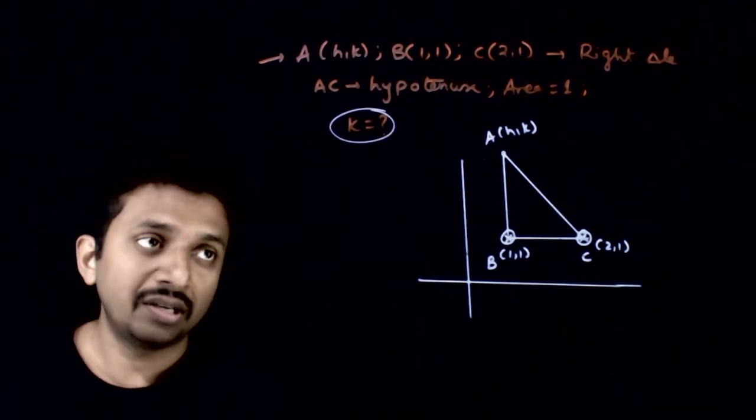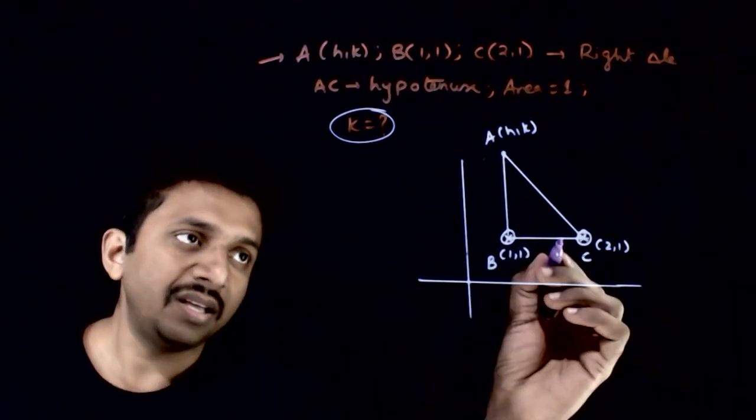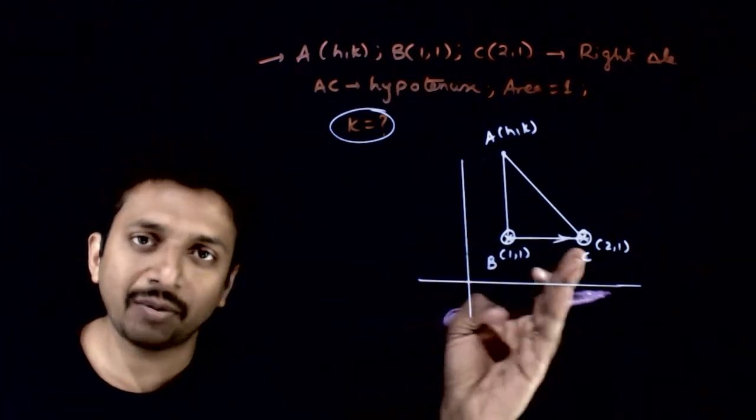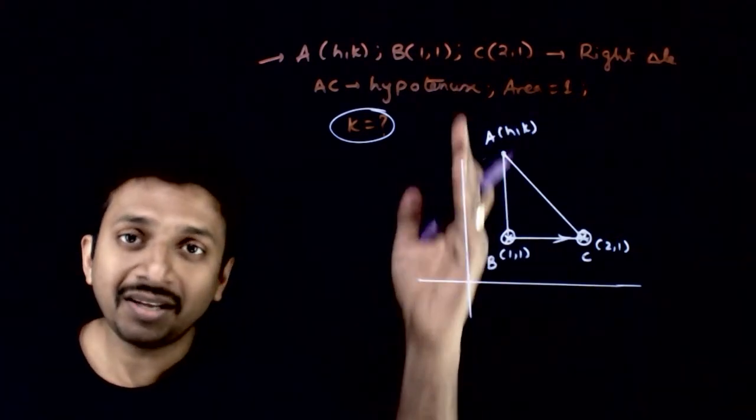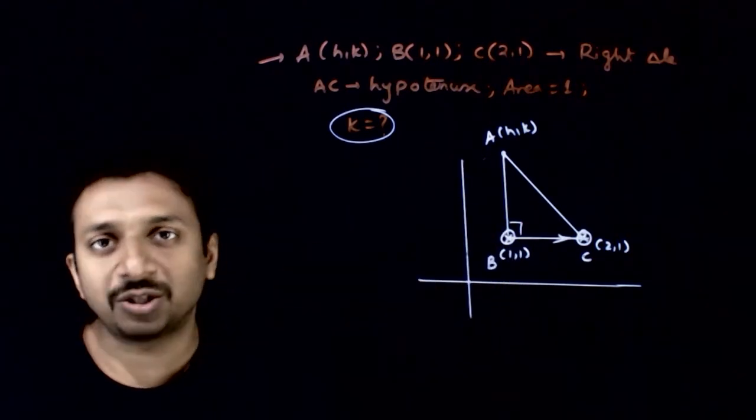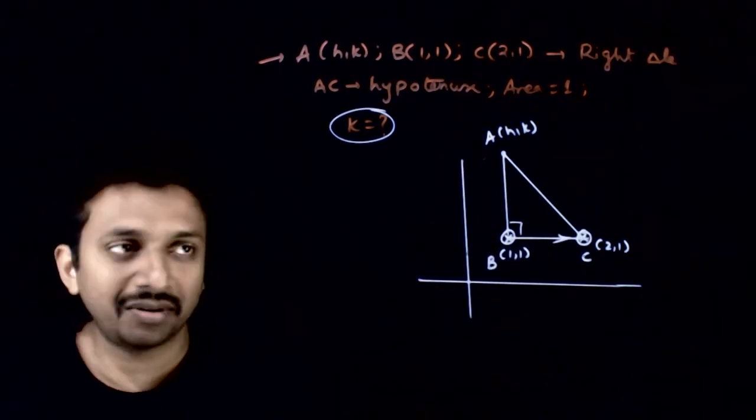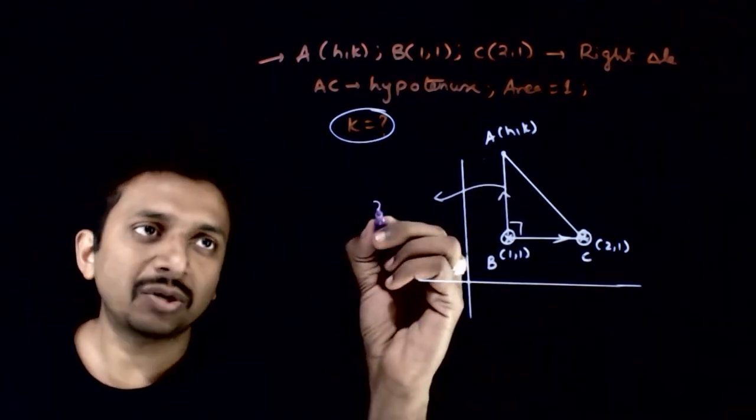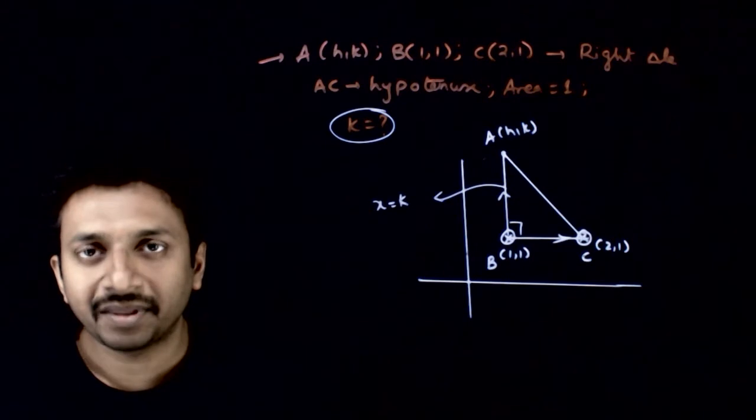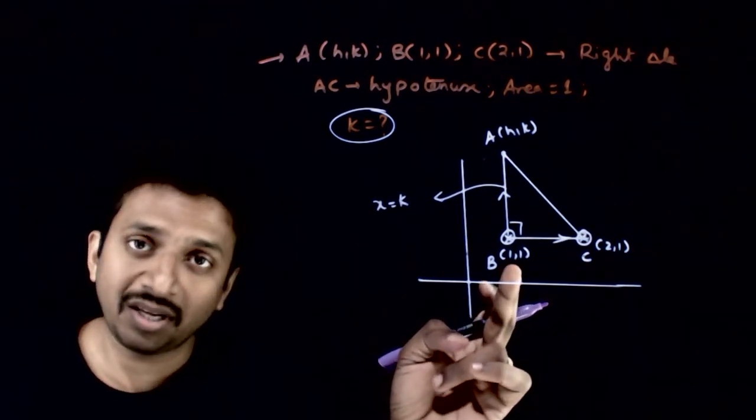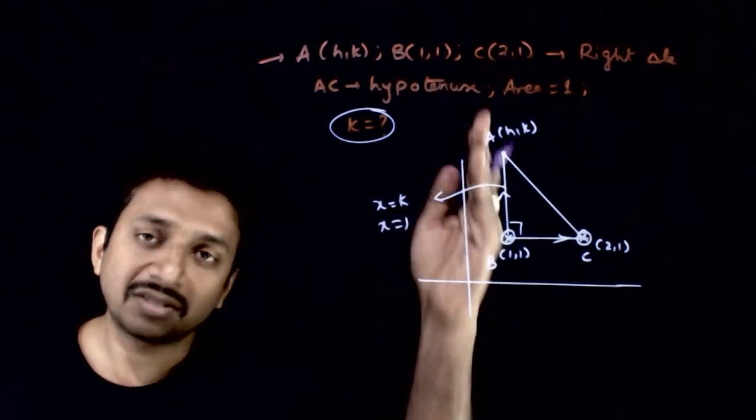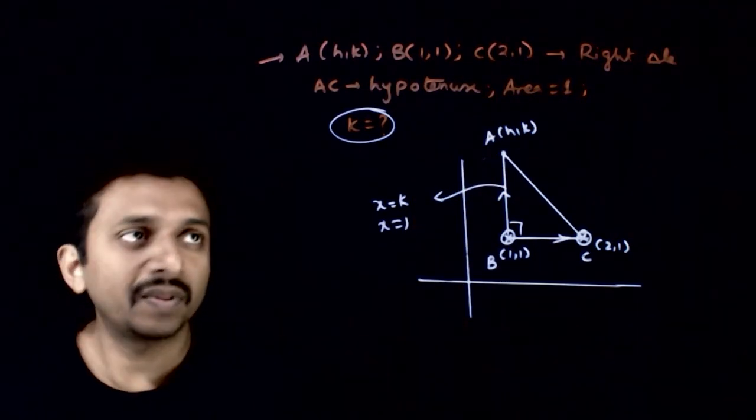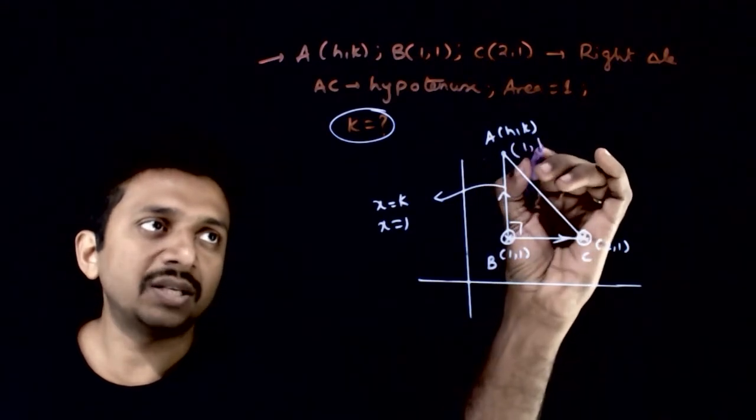That's the question. As you can very clearly see, BC has a slope of 0. That means BC is parallel to the x-axis. Hence, if you want a right angle triangle, BA has to be parallel to the y-axis, right? So on this line, the x-coordinate has to be constant. And for the point B, the x-coordinate is equal to 1. Hence, for all points on this line, the x-coordinate has to be equal to 1. So the point can be assumed as (1, K).